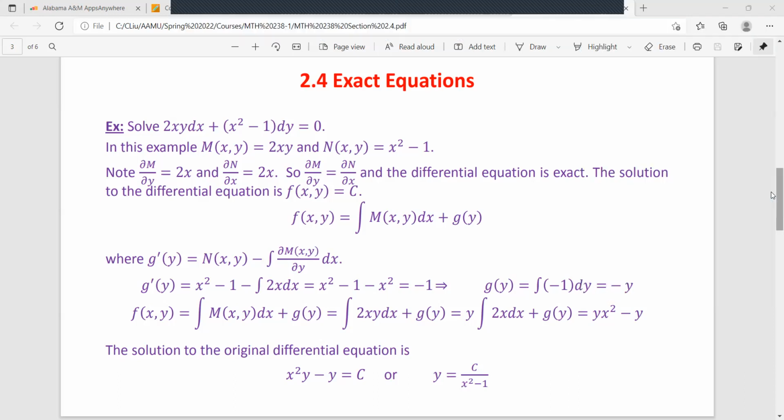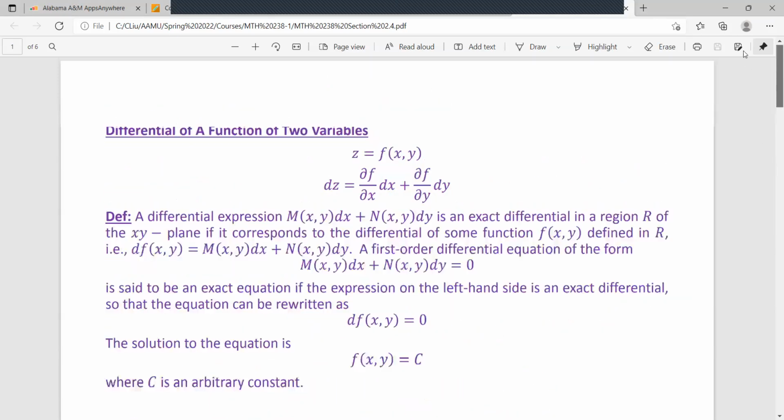Okay, so we were talking about exact equations and we didn't finish it. So what does it mean by exact equation? Okay, first we discussed the exact differential. If you have a differential M dx plus N dy, where M and N are both functions of x and y, so we're talking about functions of two variables, x and y. They are both independent variables.